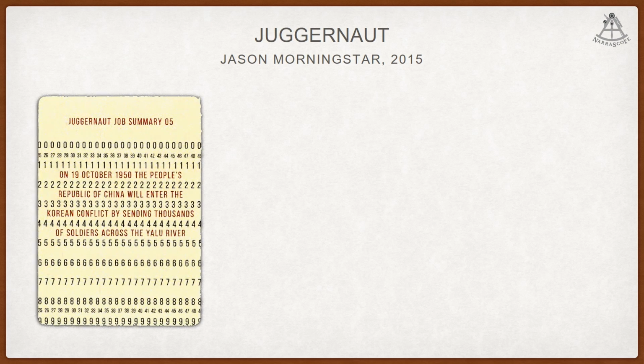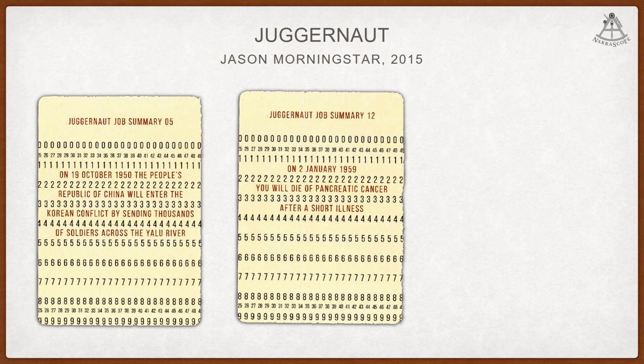So on the 19th of October 1950, the People's Republic of China will enter the Korean conflict by sending thousands of soldiers across the Yellow River. Some of them might be narratively charged for the person who drew the card. On 2nd of January 1959, you will die of pancreatic cancer after a short illness. The interesting thing about the rules, though, is that they say that it is up to the players, without breaking character, to ensure these predictions are accurate and true.